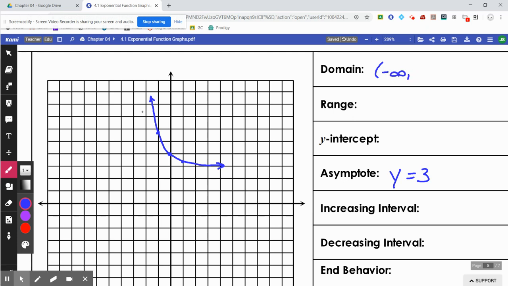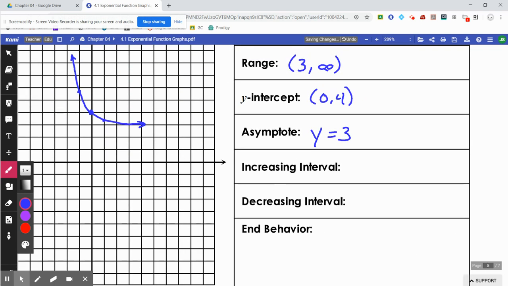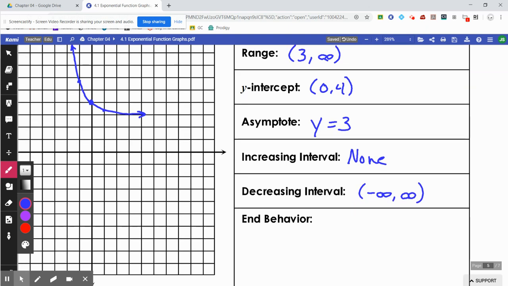My domain is going to be, again, all real numbers. My range is going to be from the asymptote line up. My y-intercept also got moved up 3 units, so it is now located at 0, 4. Increasing interval, this function never increases. However, it decreases everywhere.